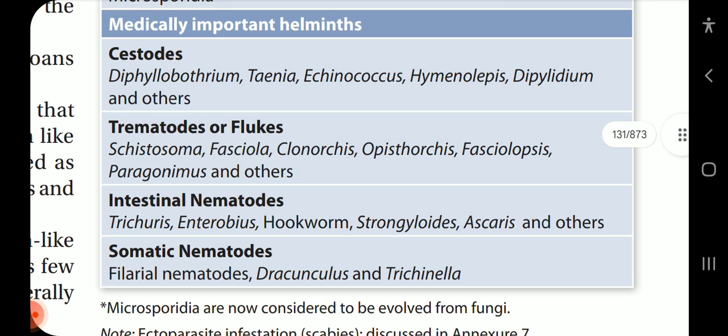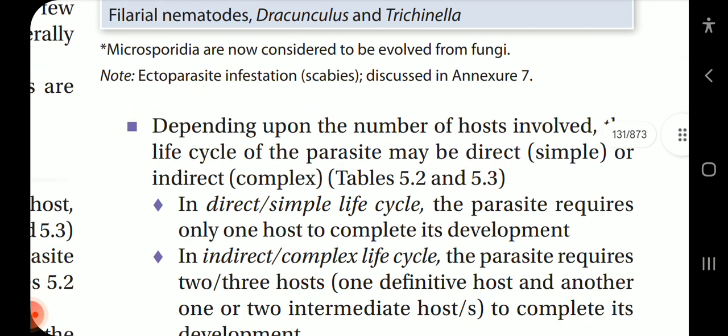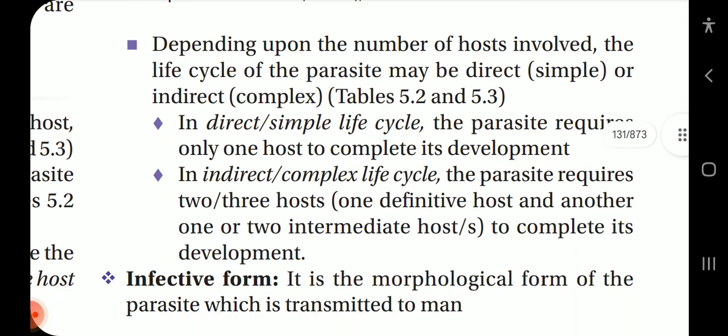Now the medically important helminths are cestodes like Diphyllobothrium, Taenia, Echinococcus, Hymenolepis and Dipylidium and others. Trematodes or flukes like Schistosoma, Fasciola, Clonorchis, Opisthorchis, Paragonimus and others. Intestinal nematodes like Trichuris, Enterobius, hookworm, Strongyloides, Ascaris and others, and somatic nematodes like filarial nematodes, Dracunculus and Trichinella. Microsporidia are now considered to have evolved from fungi. Okay, and ectoparasite infestation we will discuss later.